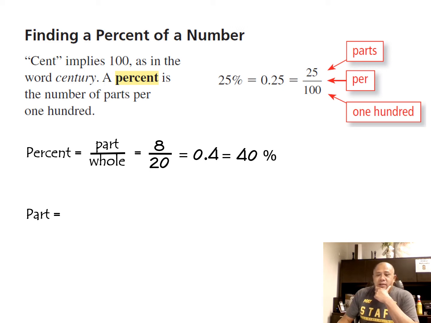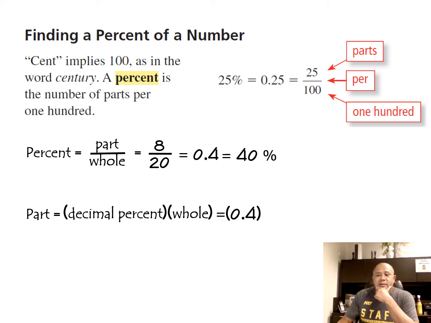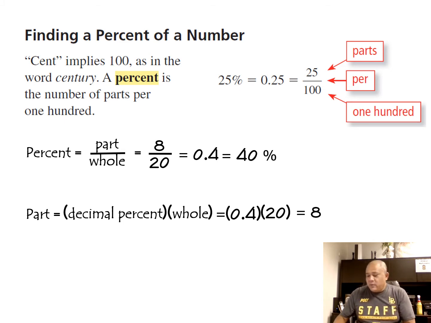Now, if you wanted to find the part and you're given the whole, this is what you do. You multiply the decimal percent times the whole. So for instance, if I have 0.4, which is 40%, I take the decimal percent, multiply it by the whole, which is 20, and I get 8. Okay, so this is just an example. So let's go ahead and take a look at example 1.